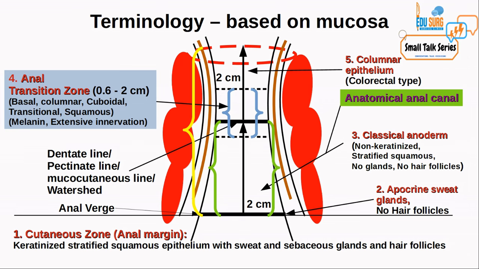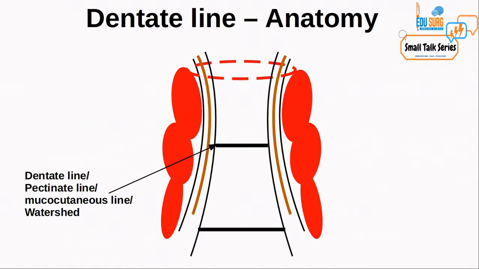And as we have already discussed, the entire yellow part from the anal verge to the puborectalis sling is the surgical anal canal. So these are the 5 different types of epithelium in the anal canal. The different terms like anal margin, anal verge, anoderm, anatomical anal canal, dentate line, pectinate line, anal transition zone, and surgical anal canal. All these terms are based on the different types of mucosa as well as different types of landmarks based on the anal canal musculature.